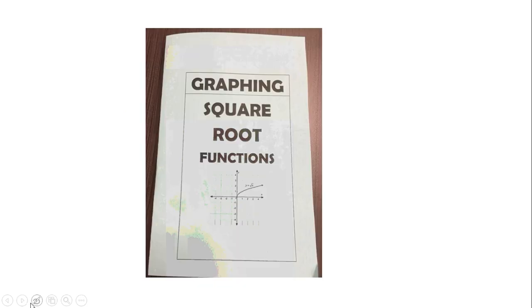So this is the foldable we're working in. The front should say graphing square root functions. You fold it in half and then the problems that we're going to do are on the inside. So just plotting points today, but how do we get those points? That's where this video comes in.